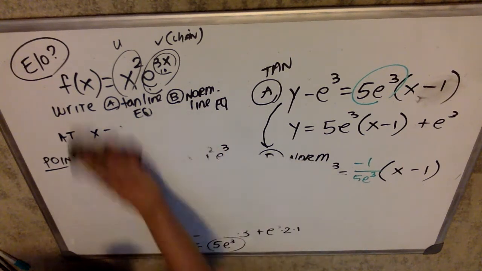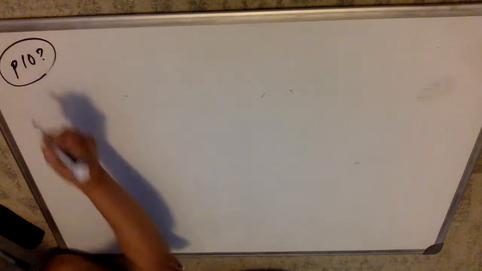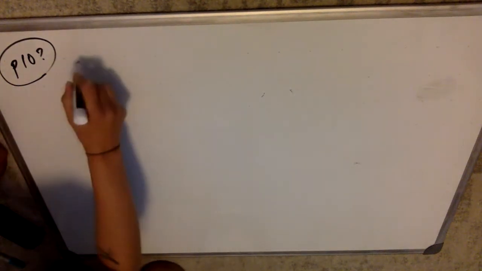So let me do a P10, all right, and then we'll call it a day for this video, okay? So P10, again, I question mark because I can't remember if I actually had done an E10 before this, okay? So we're going to do the same thing. We're going to do a tangent and a normal line, right? A is going to be tangent line, B is going to be normal line.